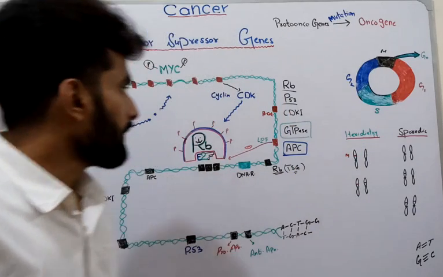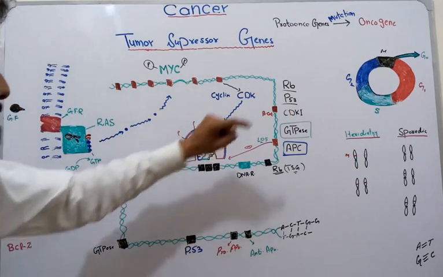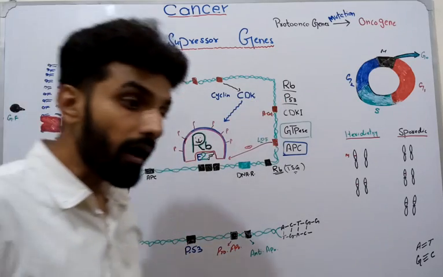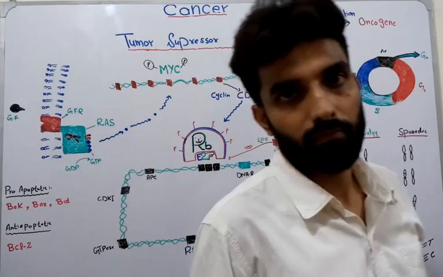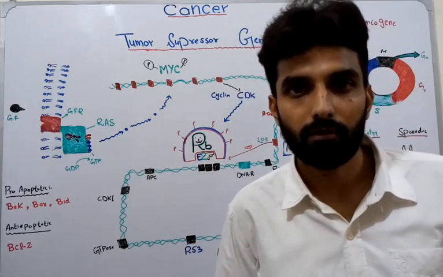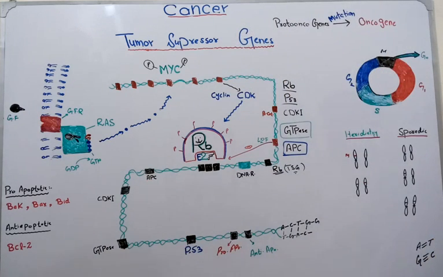Clear? Well, now let's talk about another very important protein, that is the P-53 protein, also called the guardian of the genome. It will guard, it will protect the whole genome. How it will protect the whole genome, I will explain right after a minute.